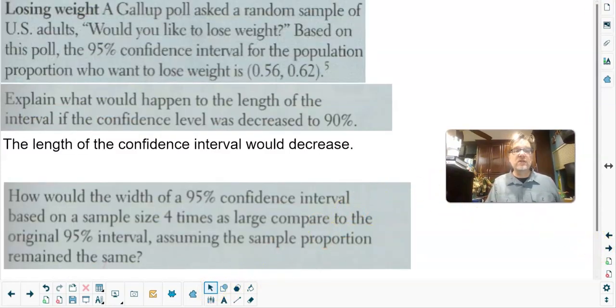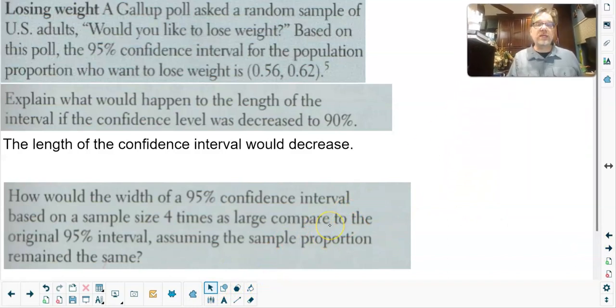Let's look at this. Losing weight: a Gallup poll again asked a random sample of U.S. adults, would you like to lose weight? Based on this poll, the 95% confidence interval for the population falls between 0.56 and 0.62. So I expect anywhere from 56% of U.S. adults to say yes, all the way up to 62% of U.S. adults to say yes. The true value is going to be somewhere between those. 95% sure of that.